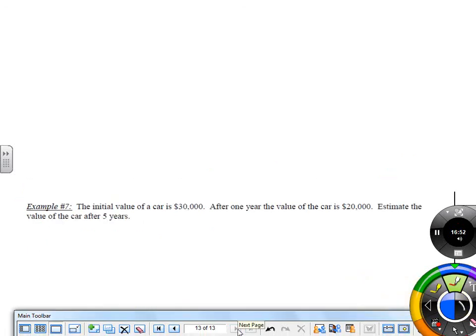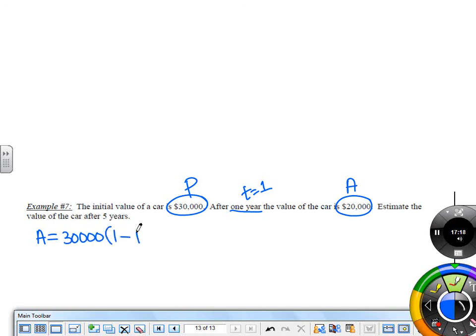All right, the next problem says the initial value of a car is $30,000. So that's our principal amount. After 1 year, the value of the car is $20,000. So that is the ending amount. And that's when the time is 1 year. And then it says estimate the value of the car after 5 years. So if we wanted to find the value of the car after 5 years, what we'd want to do is take our $30,000 and do 1 minus, because it's decreasing, the rate, to the power of 5.